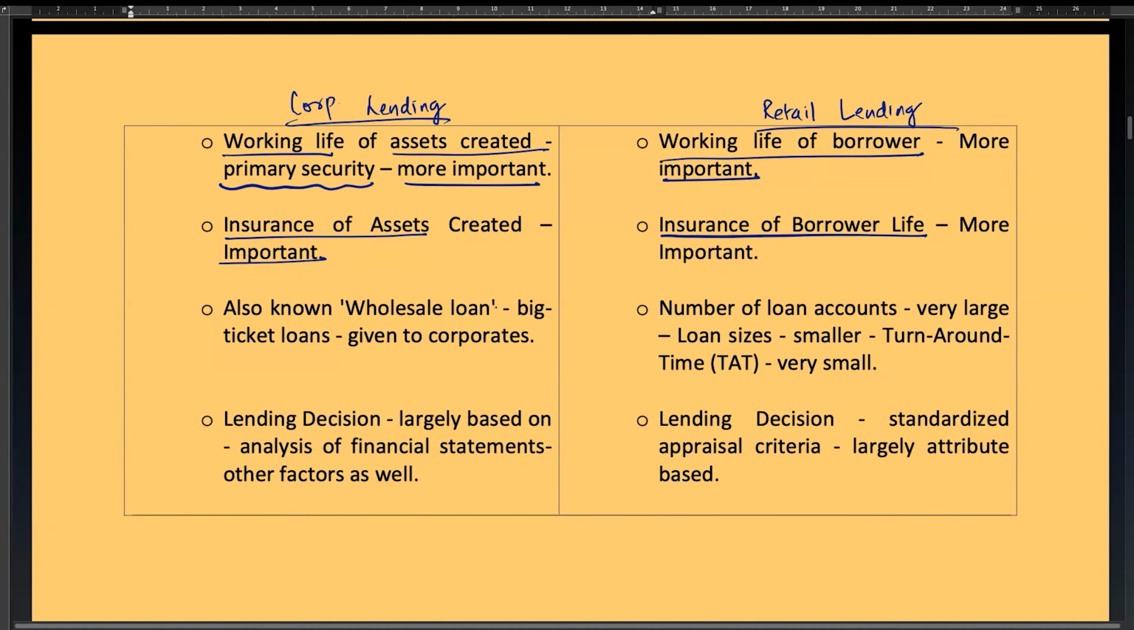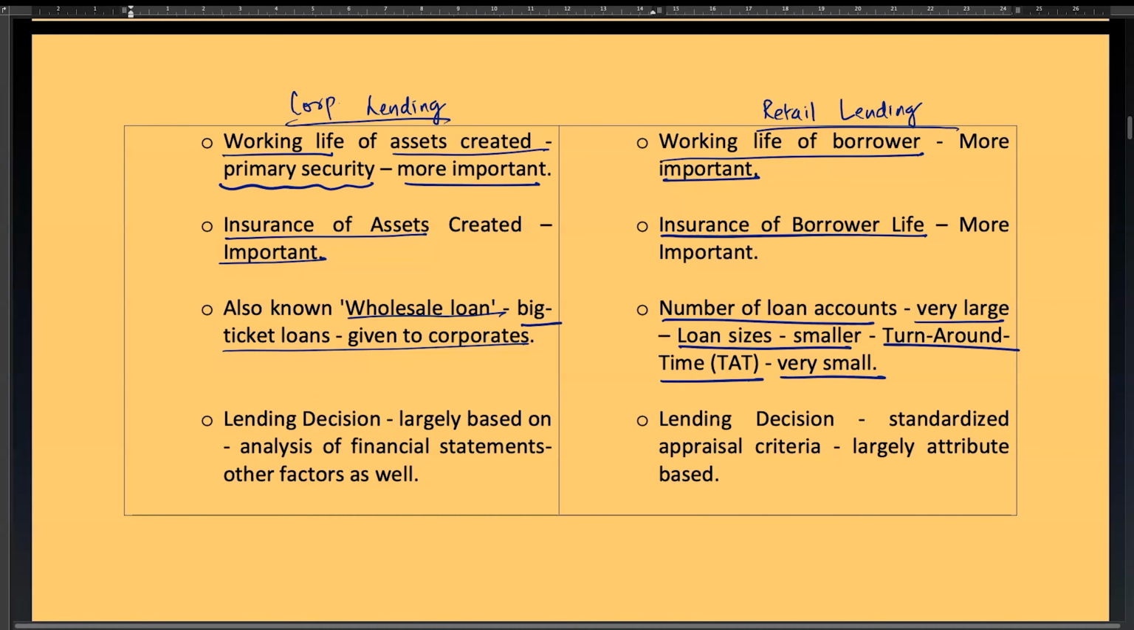And these corporate loans will be very big ticket loans, generally given to corporates, so they're also called wholesale loans. Whereas if you take retail lending, there will be a large number of loan accounts. They'll be really large in numbers. But if you look at the loan size, it will be smaller, and as a result, the turnaround time, TAT, for those loan processing will also be very small.